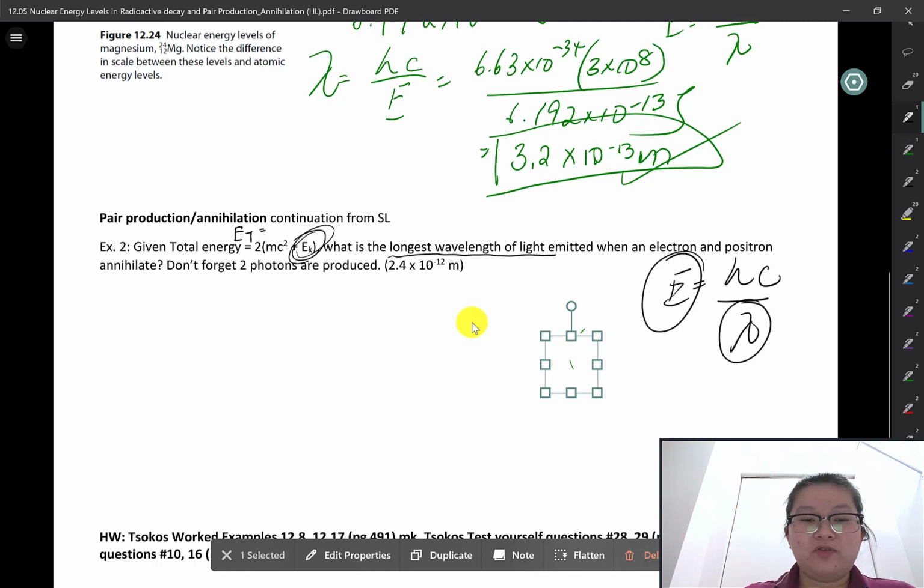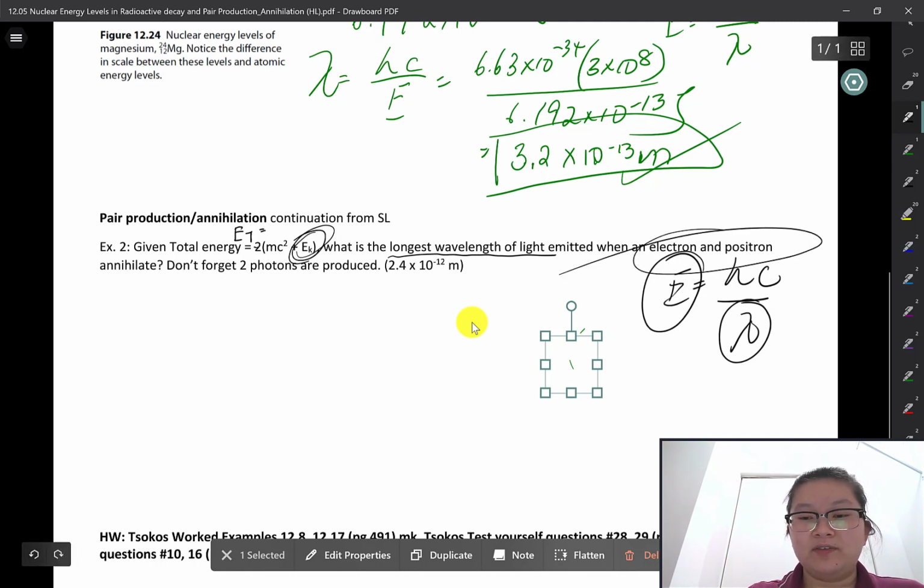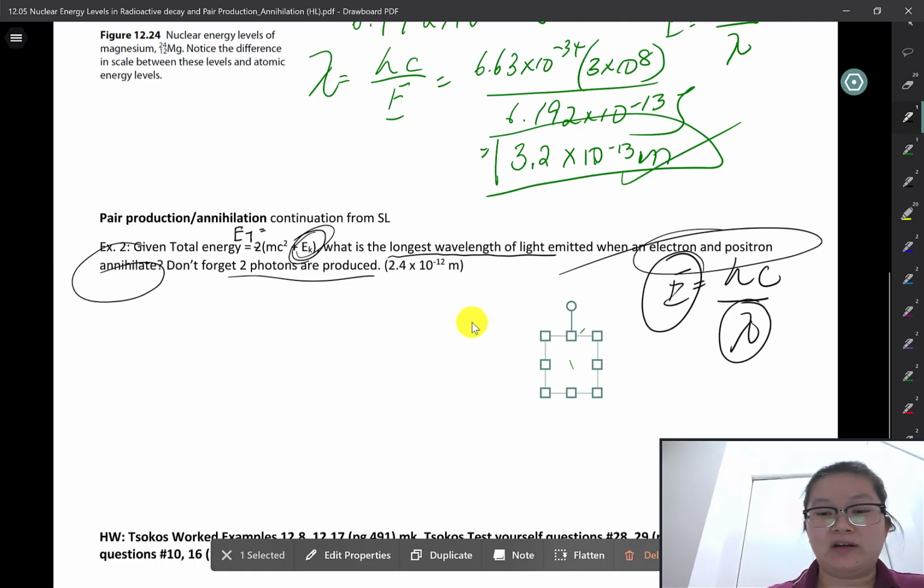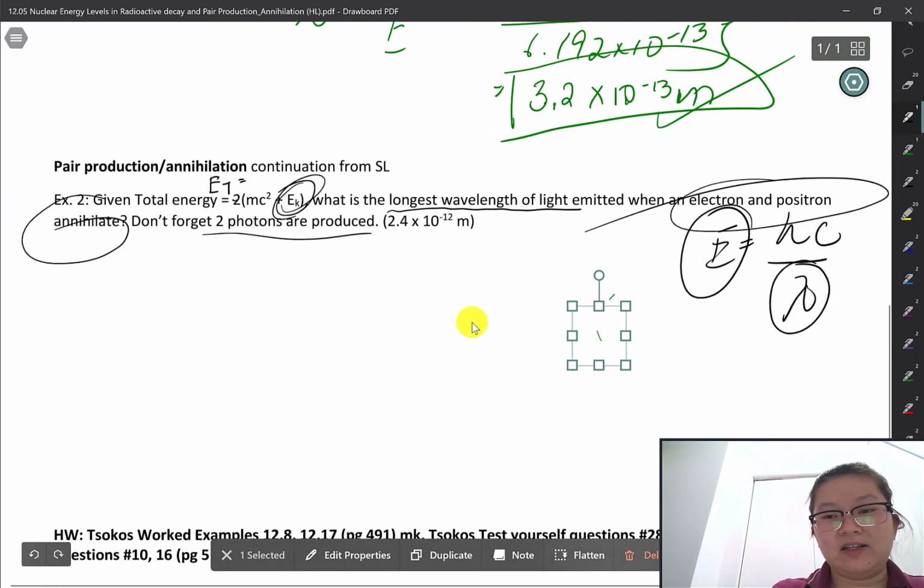Okay, so don't forget, there's a 2 here showing the fact that there's going to be 2 particles involved, an electron and a positron, in which they're going to annihilate, and these 2 photons produced are going to share the energy produced by your electron-positron pair. So that's going to look like the following.